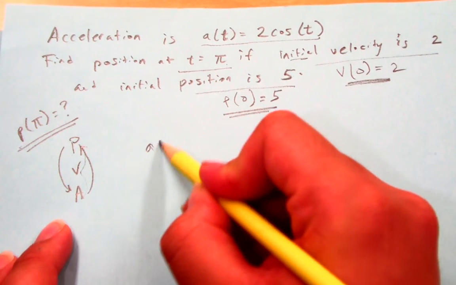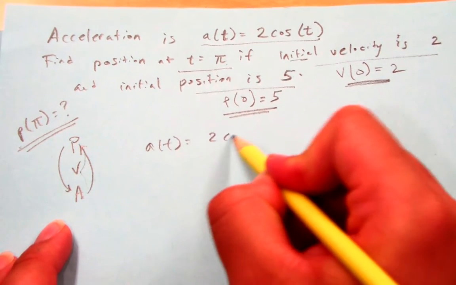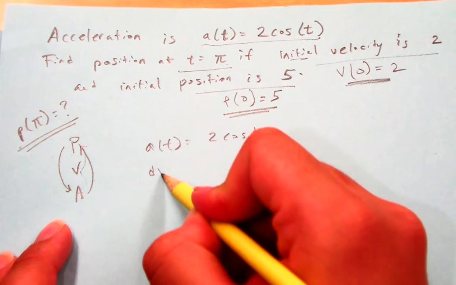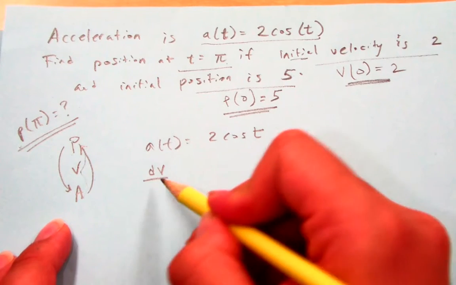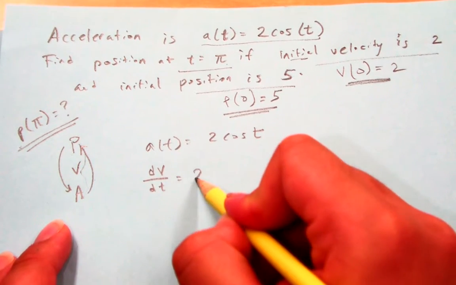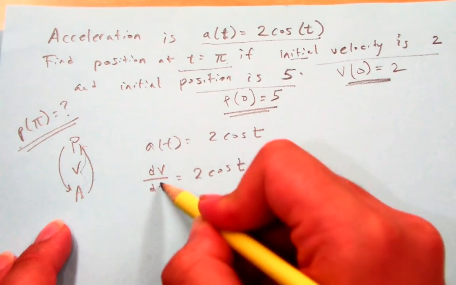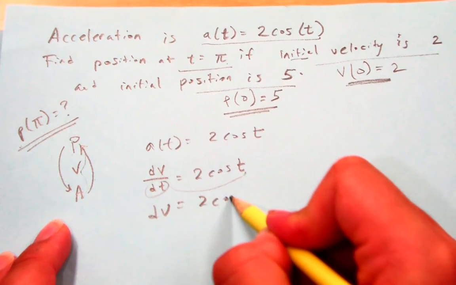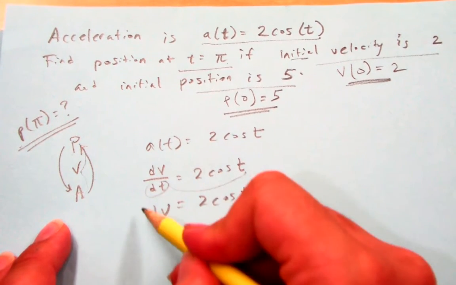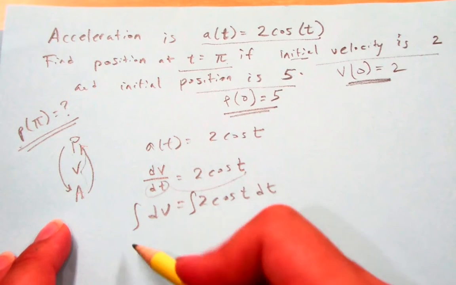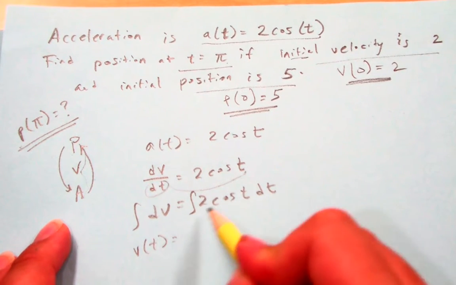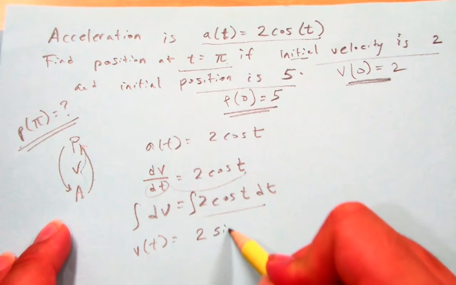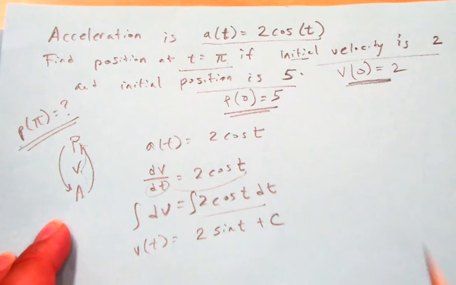So acceleration, a of t, is equal to 2 cosine of t. According to this formulation, acceleration is simultaneously known as the derivative of the velocity. So dv/dt is equal to 2 cosine of t. I'm going to move my dt over here, so dv is equal to 2 cosine of t dt. Integrate both sides. So my velocity as a function of time, the antiderivative of this, would be 2 sine of t plus a constant.